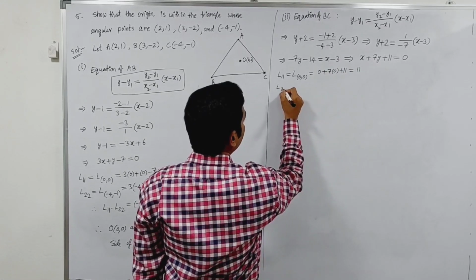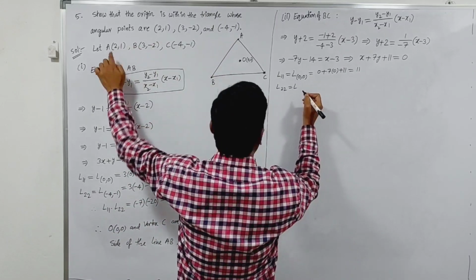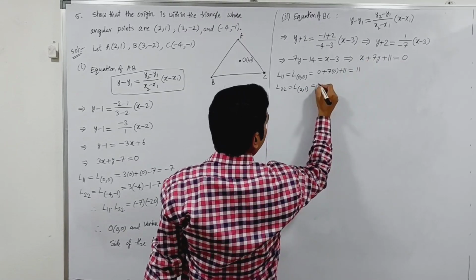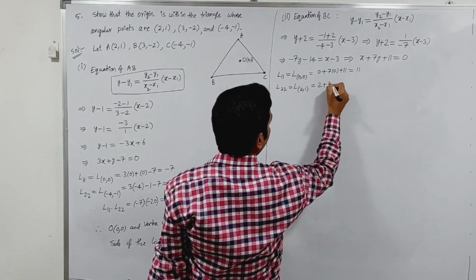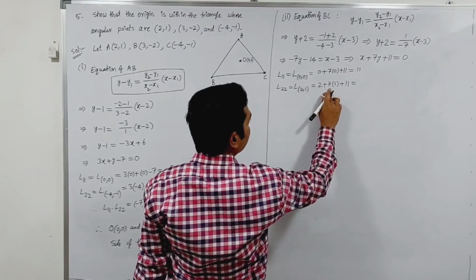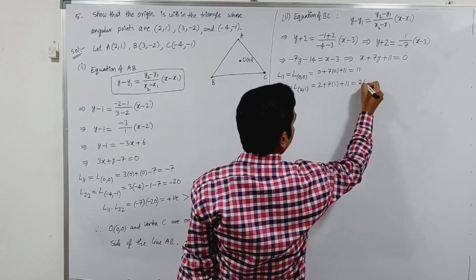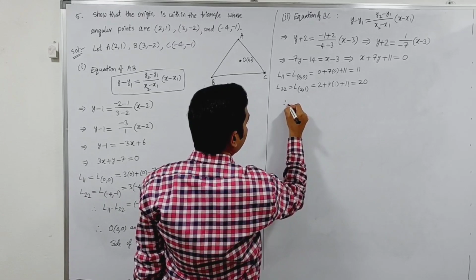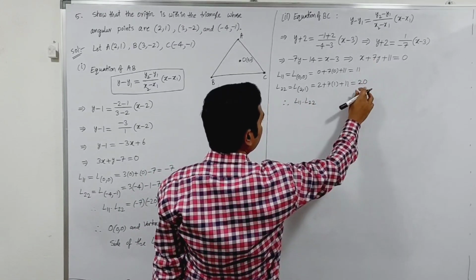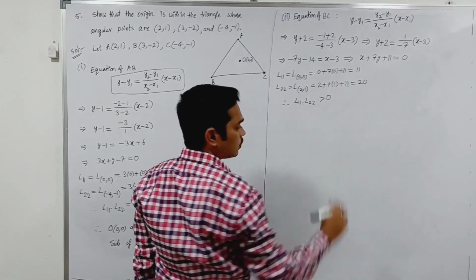Now find out the L22, that is the second point. What is the second point here? Vertex A is the second point. L(2, 1). In the place of x, 2 plus 7 into 1 plus 11. This is equal to 11 plus 7, 18 plus 2, how much? 20. So, therefore, L11 into L22. Here L11 is positive, L22 is also positive. Positive into positive is positive, so L11 into L22 is greater than 0.